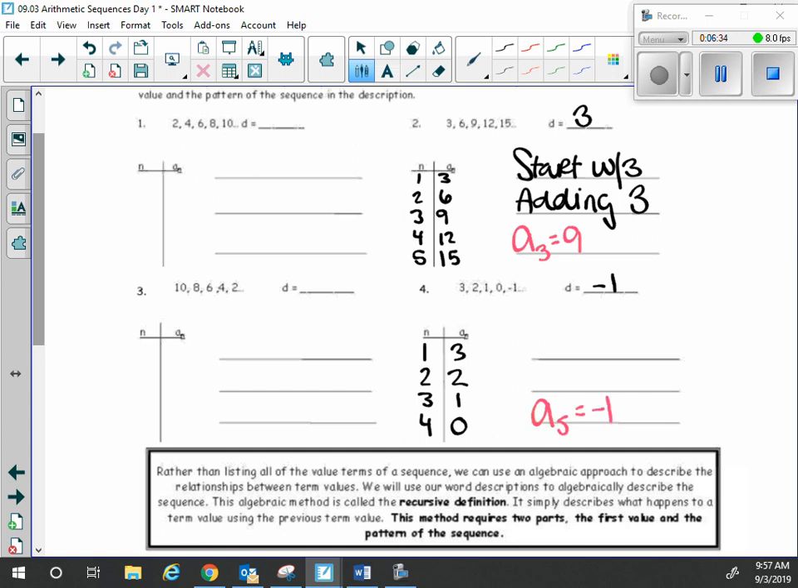Negative 1. Very good. Okay, so my verbal description says I start with 3. And what am I doing every time? Subtracting 1. How else can I write that but with addition? Adding negative 1. Okay, you guys give me all of that information for A and 3, 1 and 3, and you're going to find me A of 2, and you're going to find me A of, let's get crazy, 7.